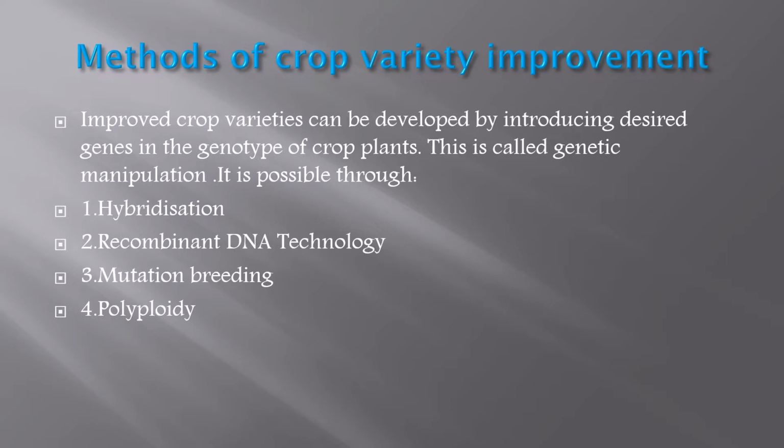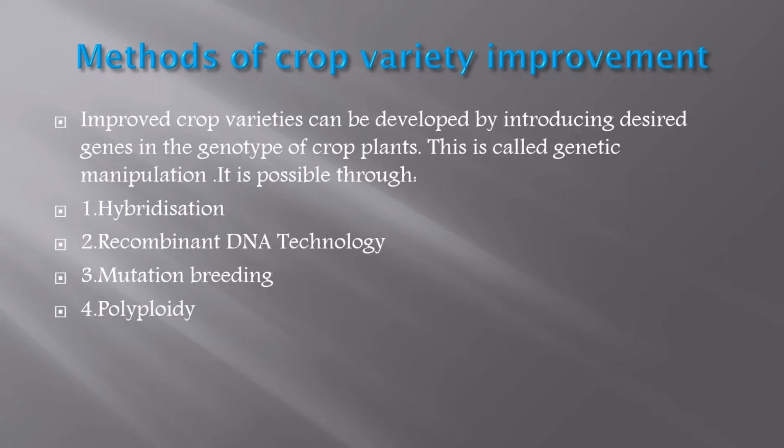Third is mutation breeding. Chemical mutagens such as ethyl methane sulfonate or dimethyl sulfonate are used to generate mutant plants with desirable traits. Mutation breeding is sometimes referred to as variation breeding. It is a process of exposing seeds to chemicals or radiation in order to generate mutants with desirable traits.